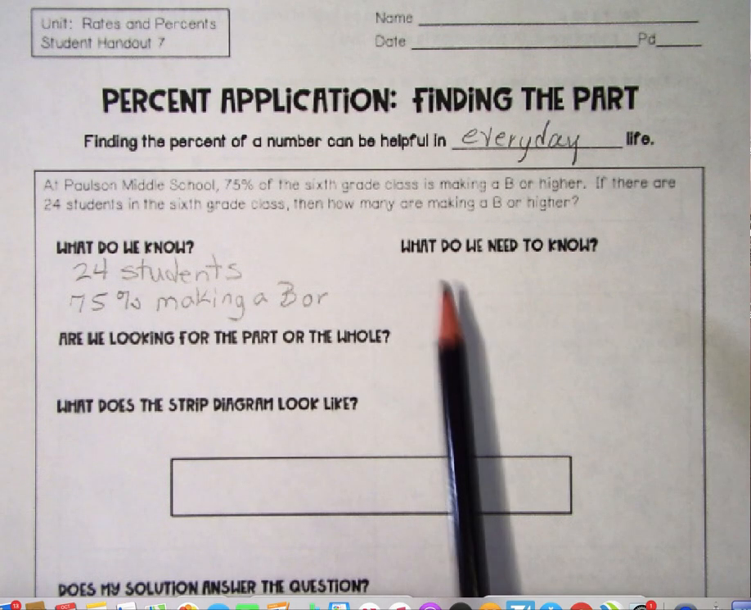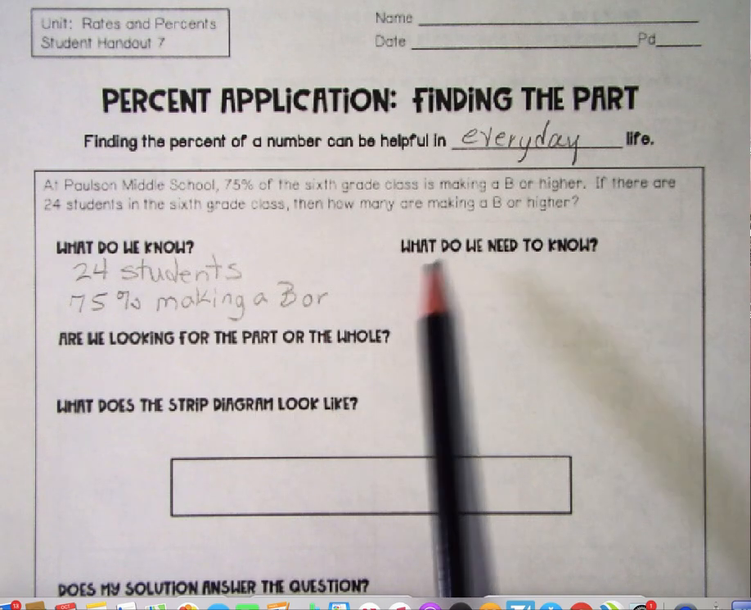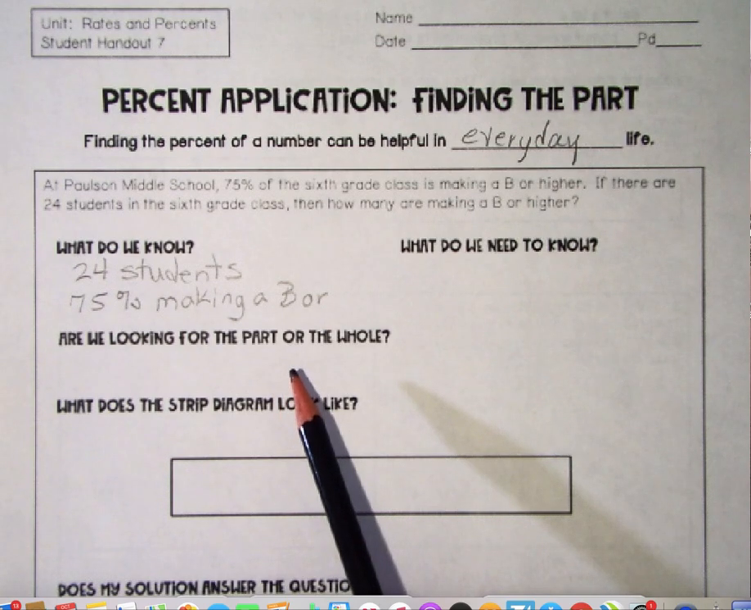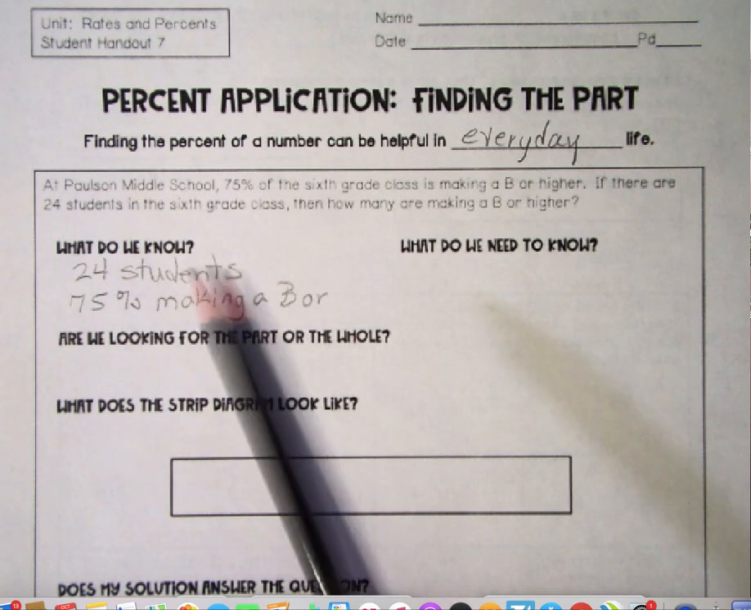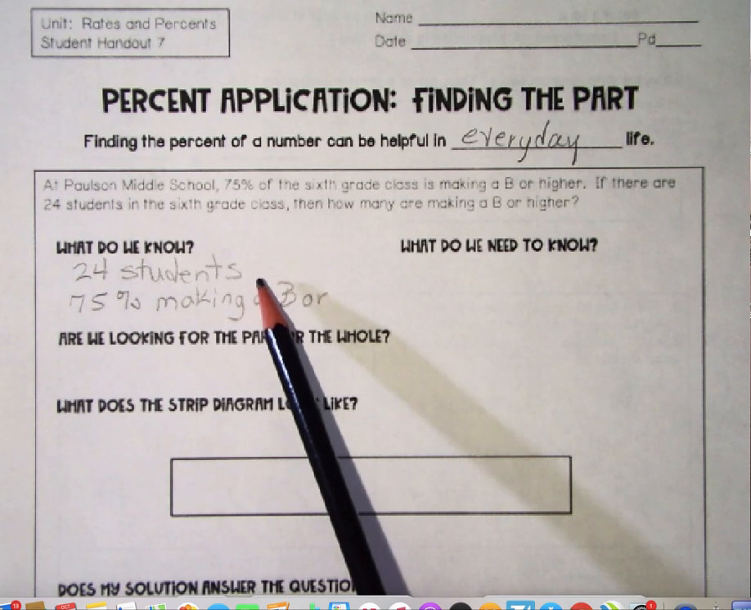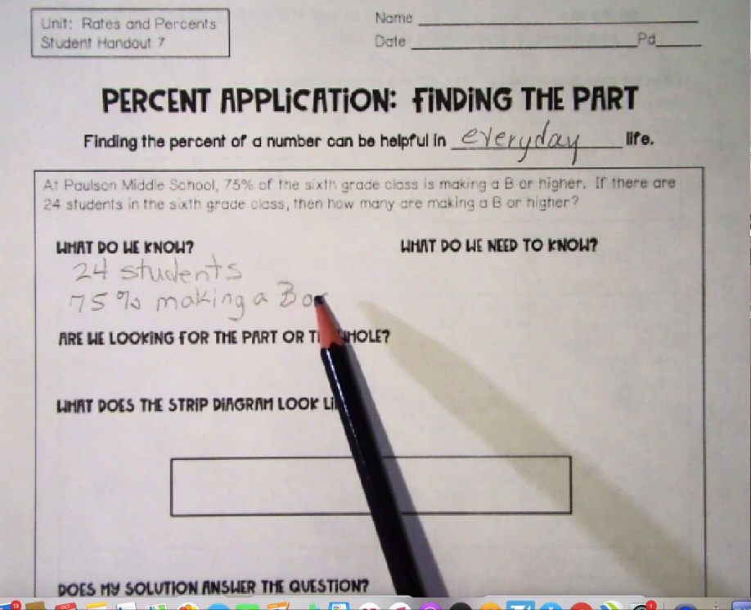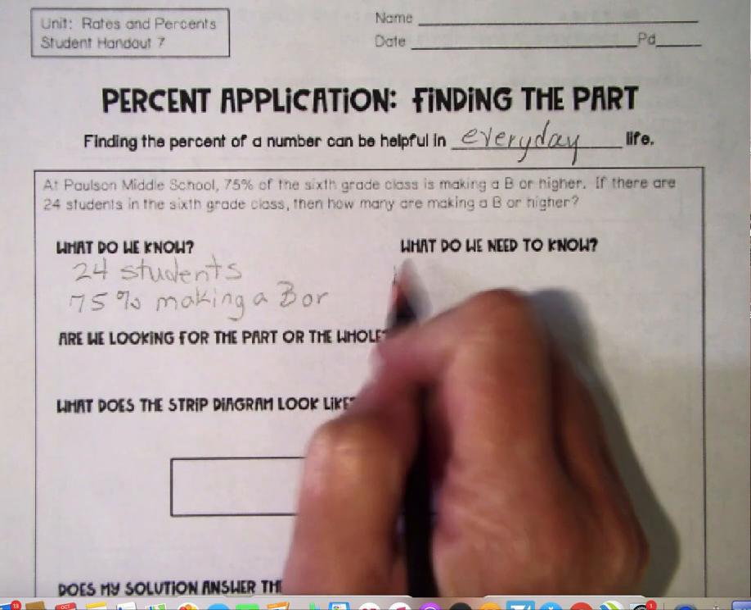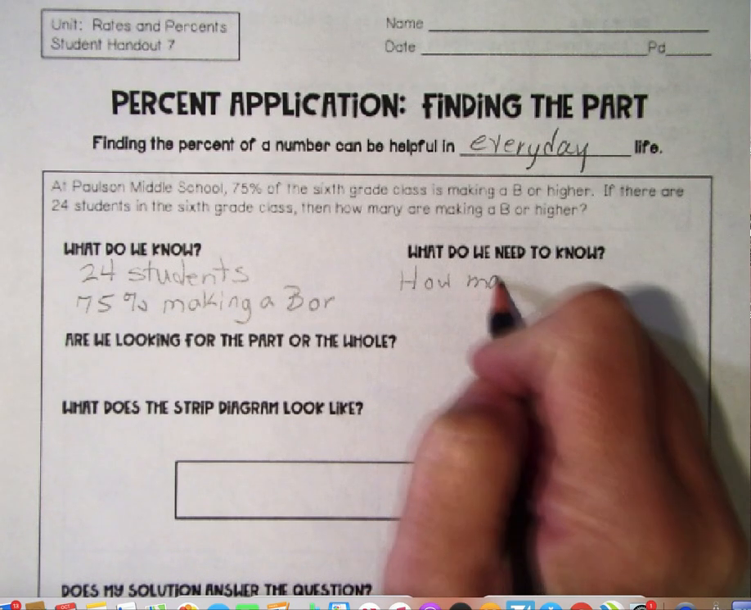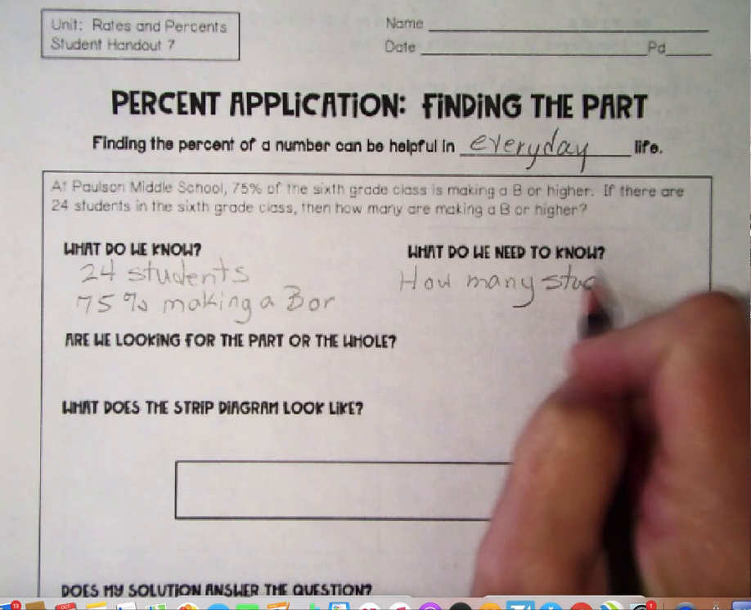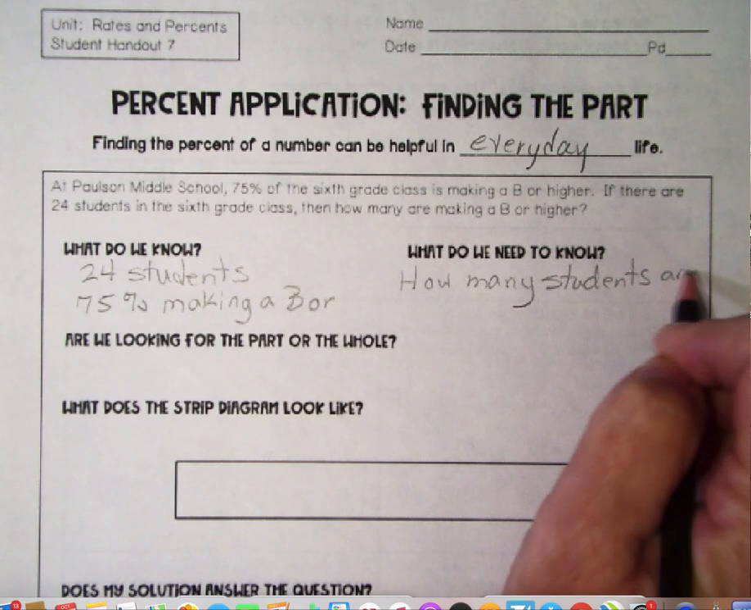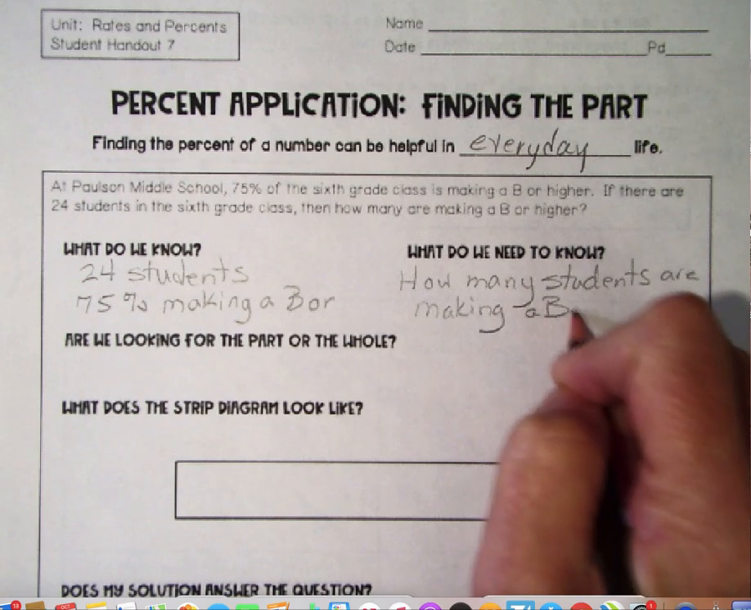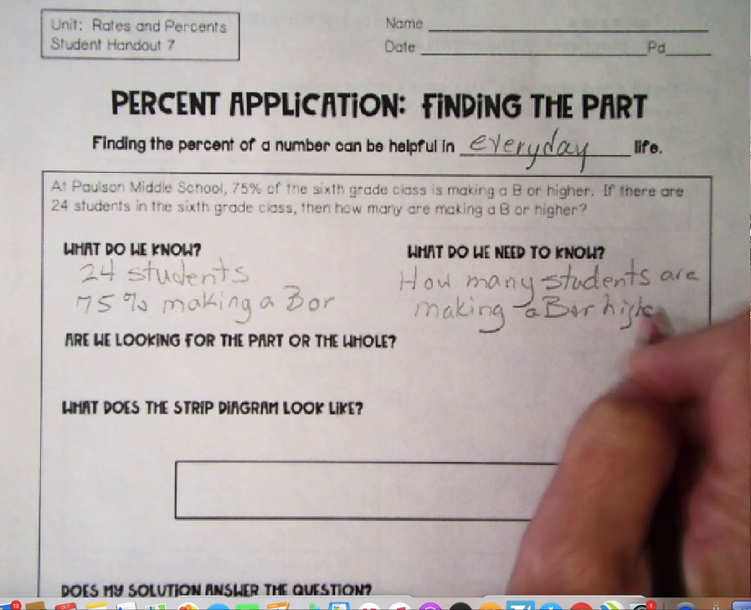So we've got this problem. At Paulson Middle School, 75% of the sixth grade class is making a B or higher. If there are 24 students in the sixth grade class, then how many are making a B or higher? So I've gone ahead and jotted down some things that we know. We know that there are 24 students, and we know that 75% are making a B or higher. What do we need to know? Well, we need to know how many students are making a B or higher. That's the question.